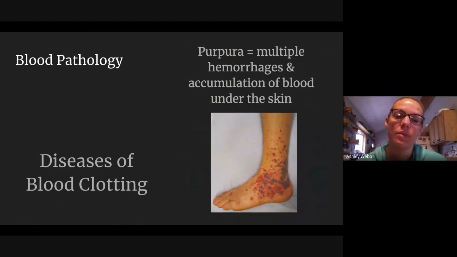Another disease of blood clotting is purpura. It's not necessarily a disease, but more of a term that talks about symptoms. It's multiple little hemorrhages or accumulation of blood under the skin. You can see in this picture there are lots of little spots of blood under the skin.